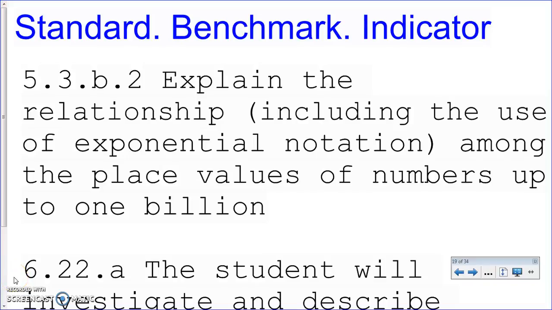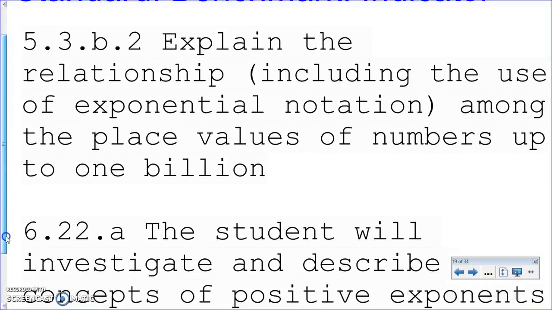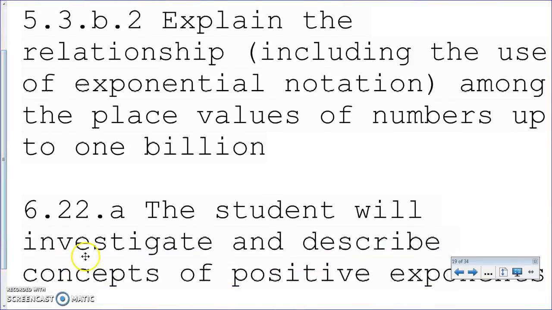Today we are learning about exponents. Please copy the standard benchmark indicators down on a clean page in your math notebook. Explain the relationship, including the use of exponential notation, among the place values of numbers up to 1 billion. The student will investigate and describe concepts of positive exponents.